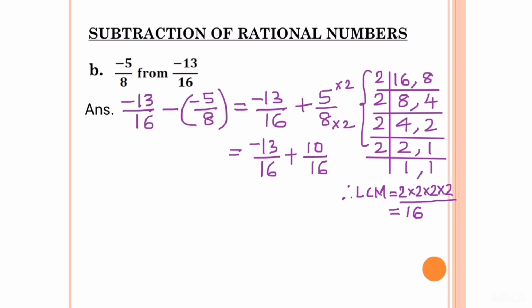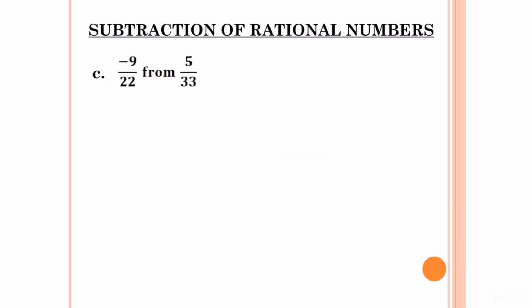Now we have got the same denominators. This is equal to, we will take 16 as the common denominator and add the numerators. Minus 13 plus 10. In the numerator, minus 13 plus 10 is equal to minus 3 by 16 in the denominator. Therefore, minus 3 by 16 is the answer. Now let's look at the next question.